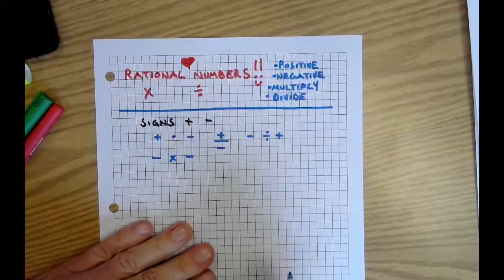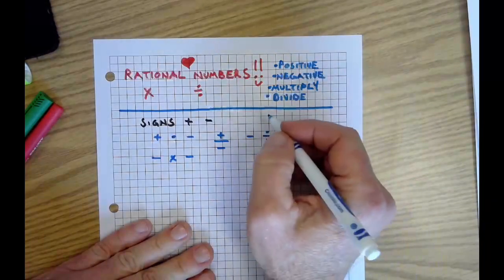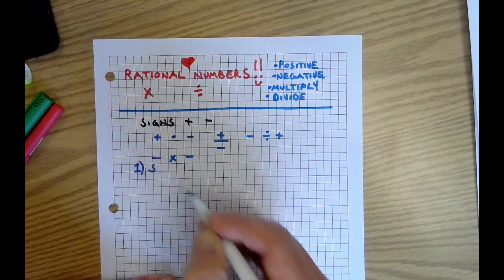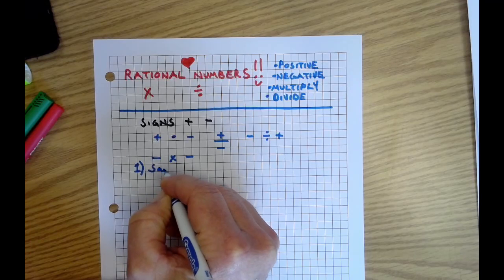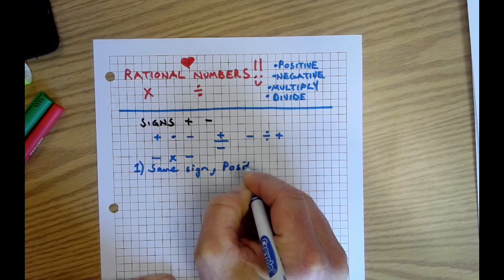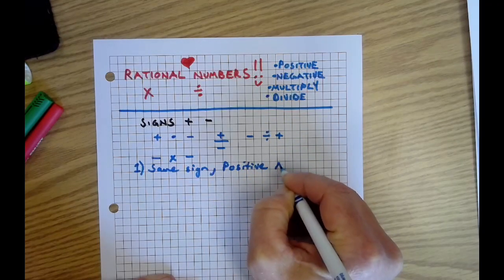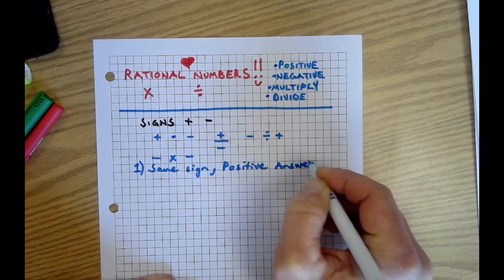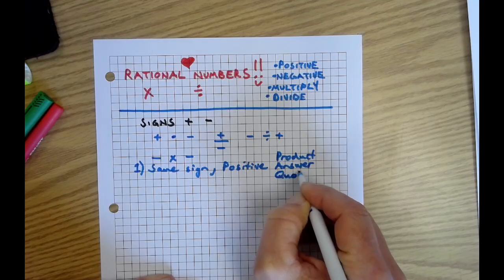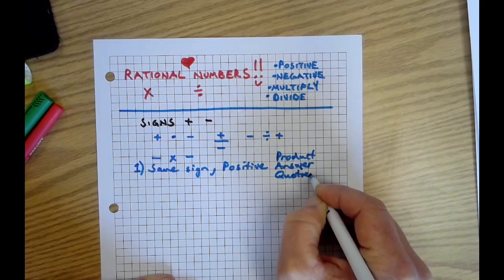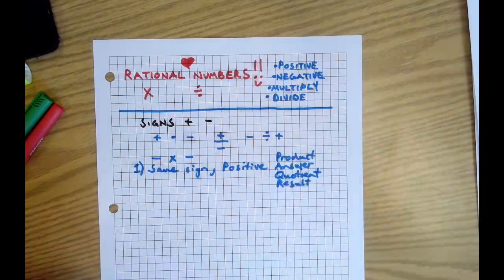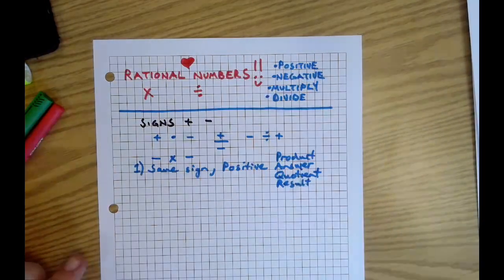And I like to make that simple and just say that if they have the same sign, let's summarize this with one rule. My list of rules right here. Same sign, positive answer. Answer, result, whatever you want to call it. Product, quotient. All the words, bottom line is just use the word answer and it kind of covers all of them. If they have the same sign, the answer is going to be positive. That's it. Learn that rule.